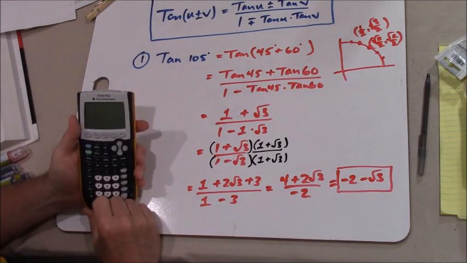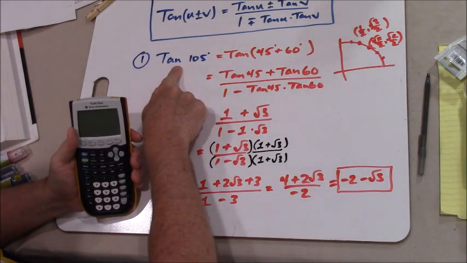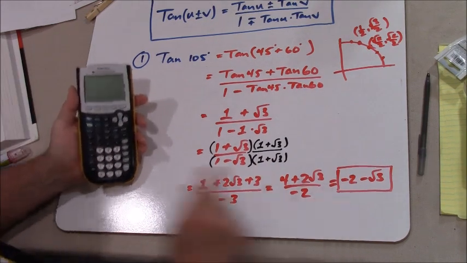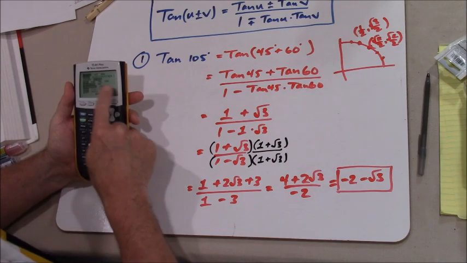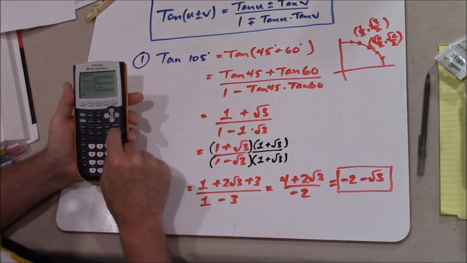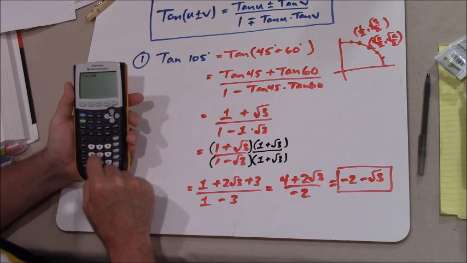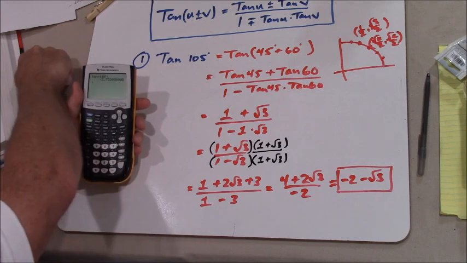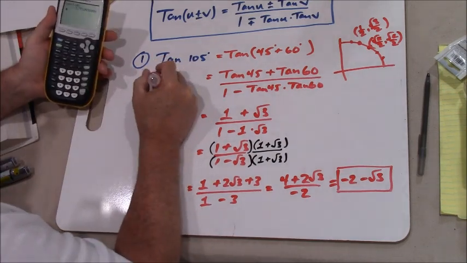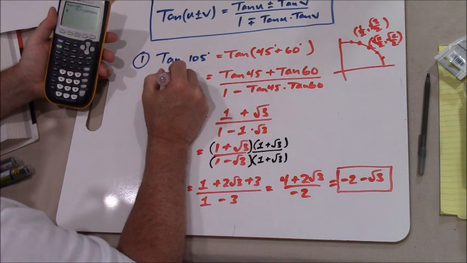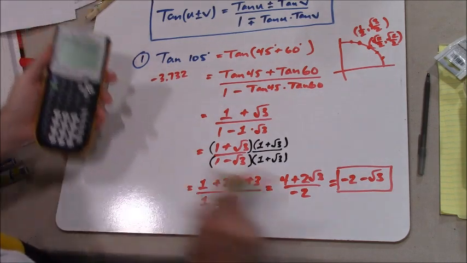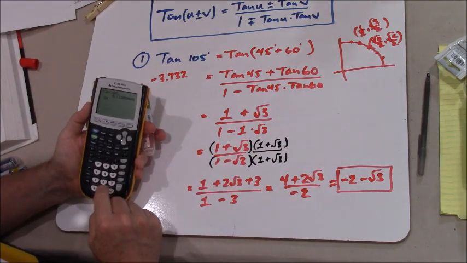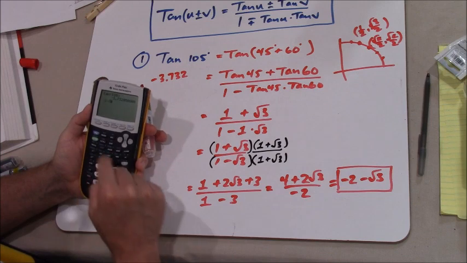There's our final answer. So just like yesterday, I want to punch this in the calculator and punch that in the calculator and make sure that I get the same answer for both of those. So double check, make sure I'm still in degree mode, which I am. And so I'm going to do tangent 105, hit enter. So I got a negative 3.732. And so now I'm going to punch this in the calculator. So I've got negative 2 minus the square root of 3.